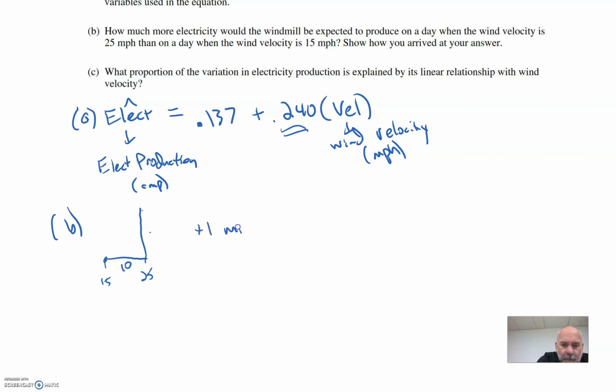plus 1 miles per hour, we expect 0.240 amperes of electricity. What's an ampere? I don't know. I'm just answering the question. You don't need to know what these things are. So therefore, with a linear model here, it's plus 10 miles per hour is going to be 2.4 amperes.